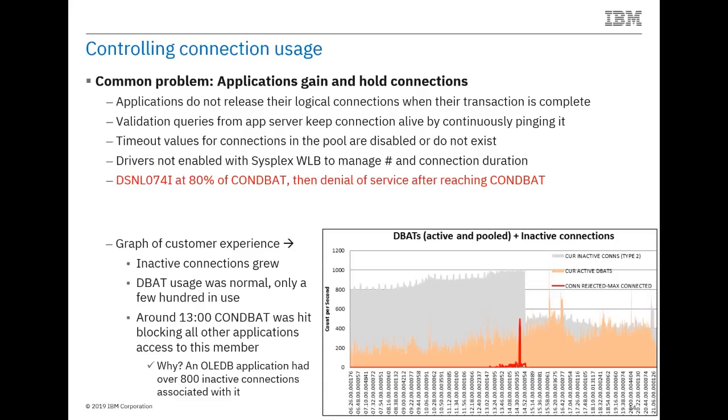The orange at the bottom are active threads. So you can see them ebb and flow, but these connections continue to grow and grow and grow over time. And eventually in this picture, about 1 o'clock in the afternoon, they don't hit max DBAT, but they hit ConDBAT. So the red spike there is connections being rejected. So that's the denial of service on this DB2. It is rejecting legitimate requests for a connection to DB2.